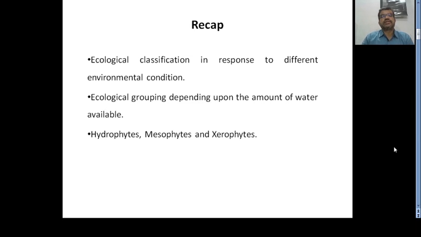You all know that we classify plants into different groups based on the environmental conditions. If the plants grow in plenty of water, we refer to them as hydrophytes. If they grow in a medium amount of water, they are referred to as mesophytes. And if the plants grow in a very low amount of water, then we refer to them as xerophytes. So this is an ecological grouping based on the amount of water that is available in that area.